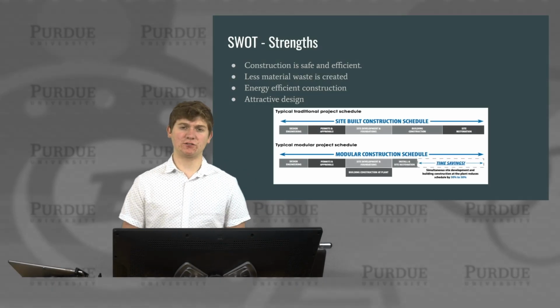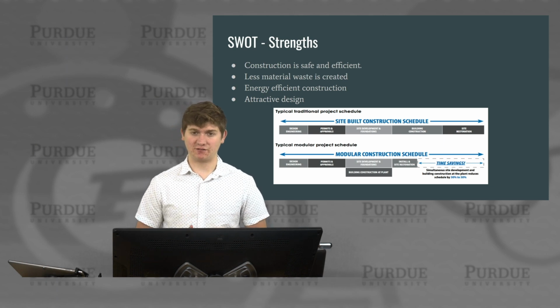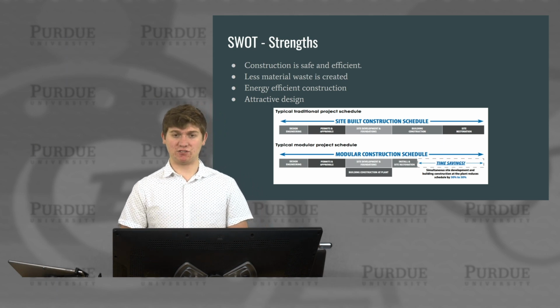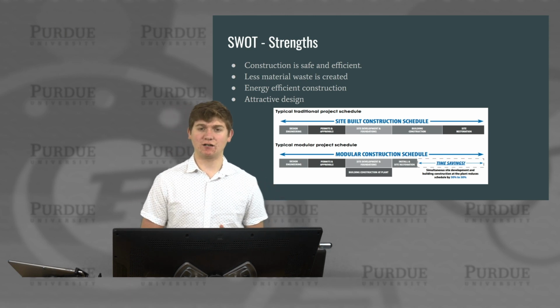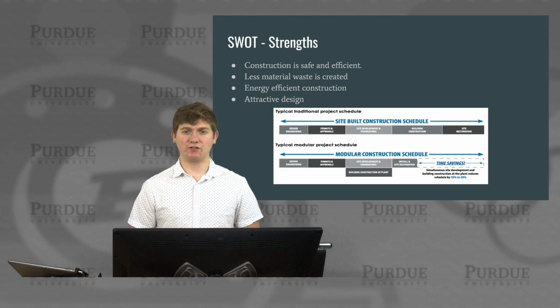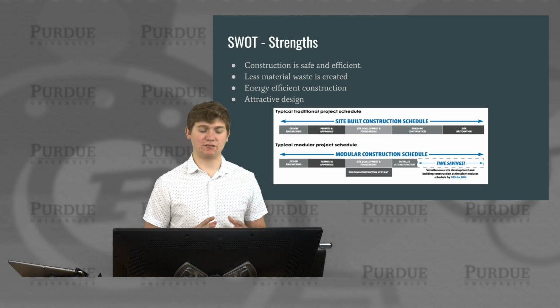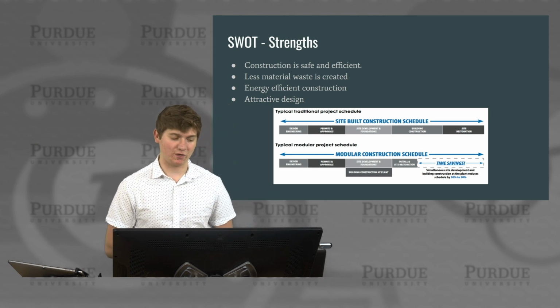Some of the strengths of modular construction are that the construction is safe and efficient because it's built in a factory. There's also less material waste that is created, which makes it very green friendly. In addition, the construction of the actual module is very energy efficient, and the design of the module can be attractive depending on the owner's wants or needs.